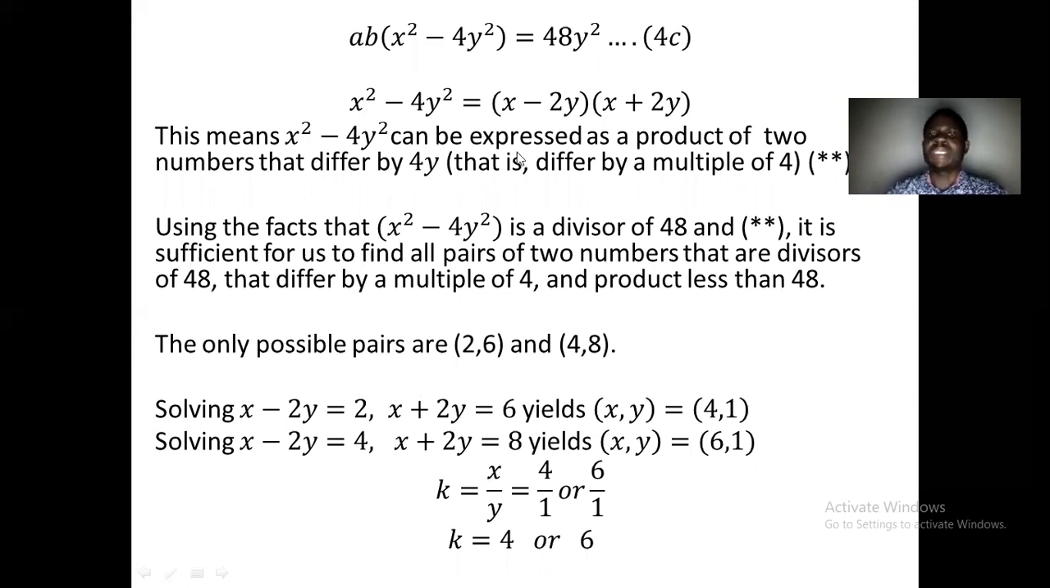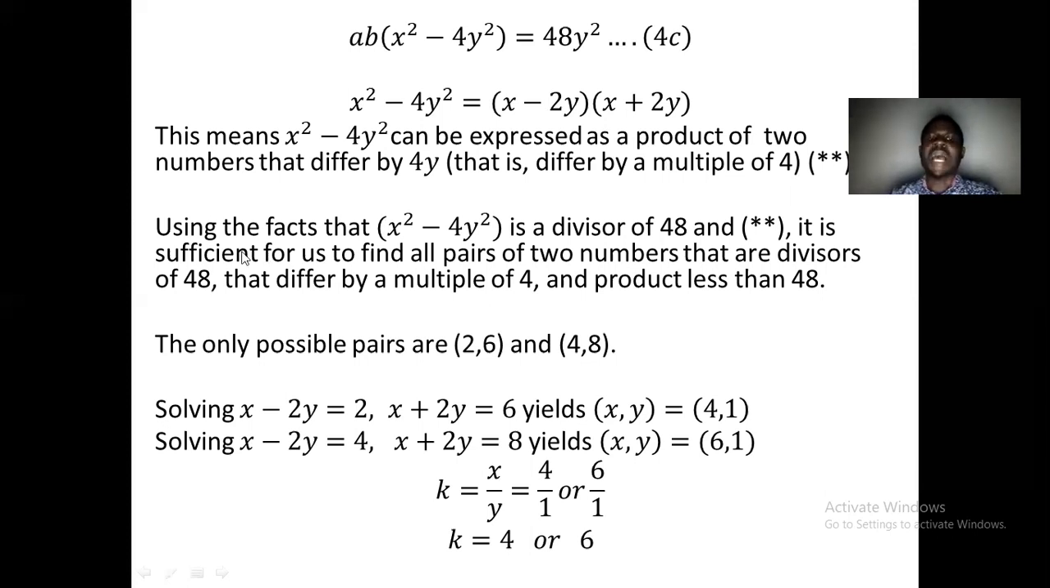Okay, what do we mean by this? Now, if you add 4y to x minus 2y, you get x plus 2y. So the difference, let's say x plus 2y minus (x minus 2y), gives you 4y. So this is a product of two numbers that differ by 4y, which is the same thing as a product of two numbers whose difference is a multiple of 4, because every number that can be expressed in the form 4y is a multiple of 4.